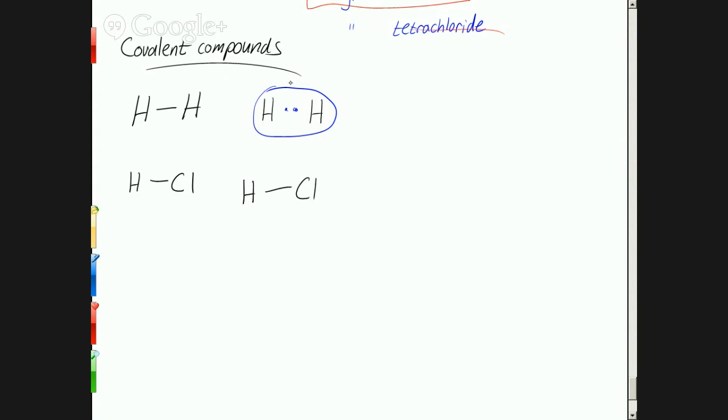Instead of the electrons being shared evenly between the two elements, the electrons spend most of their time around the chlorine and less time around the hydrogen. So we could say it's off center a little bit over here. And the electron density, or the electron cloud, is actually more over by the chlorine than it is over by the hydrogen.